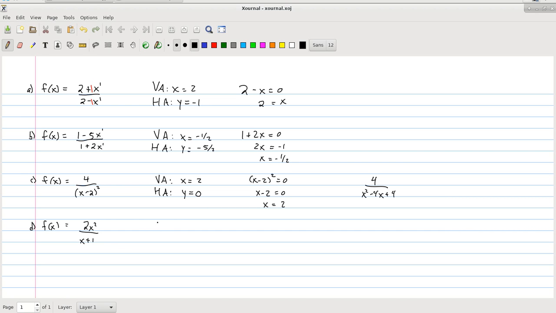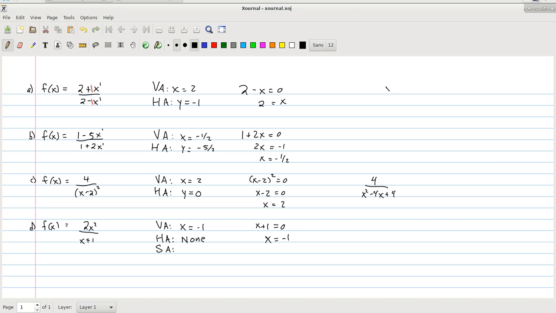Part D. Vertical asymptote we get by setting the denominator equal to 0. So we set x plus 1 equal to 0 and then solve for x. We subtract 1 from both sides of the equation and we get x equals negative 1. So there's our vertical asymptote. For the horizontal asymptote, I see that the degree of the numerator is bigger than the degree of the denominator. This means there is no horizontal asymptote. But we have a chance for a slant asymptote. To get the slant asymptote, we would do long division and then discard the remainder.